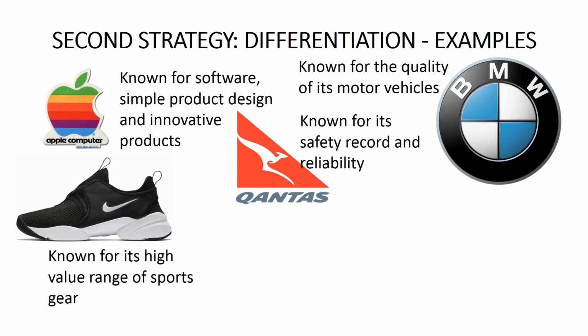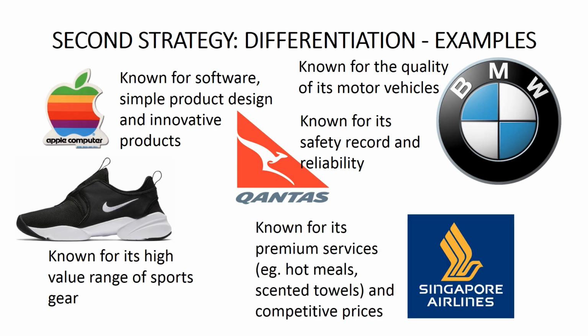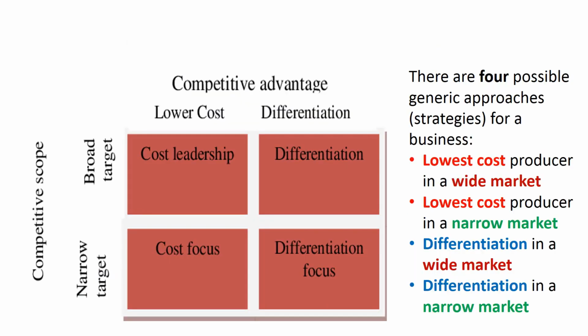BMW, which is known for producing quality motor vehicles. Singapore Airline, which is known for providing premium services such as hot meals and scented towels, but at competitive prices. This is a slide that you've seen before.